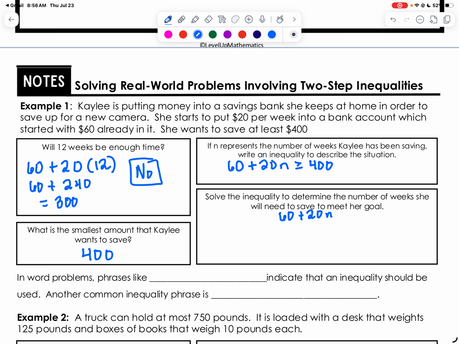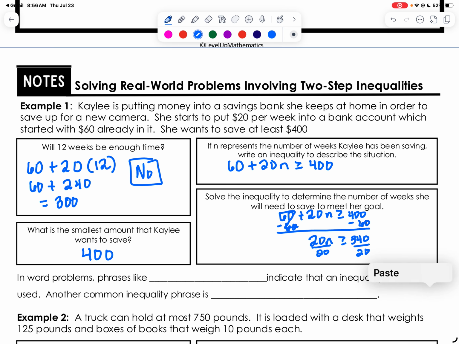All right. Now, to solve this inequality, we're going to solve it just like normal. And we'll determine how many weeks she needs to save to get at least $400. So we'll subtract 60 from both sides. The 60s will zero out. So 20n is greater than or equal to 340. And then I'll divide both sides by 20. So n must be greater than or equal to 340 divided by 20, which is 17.